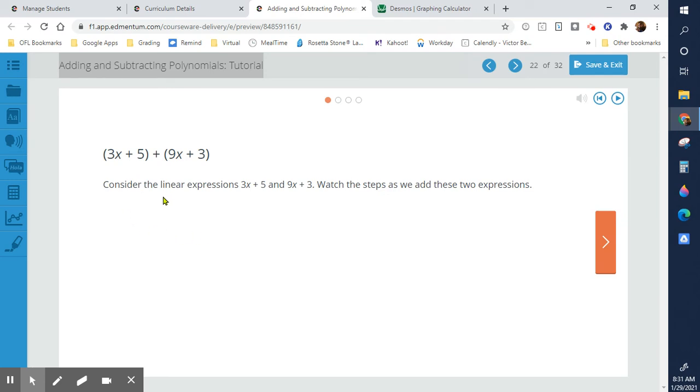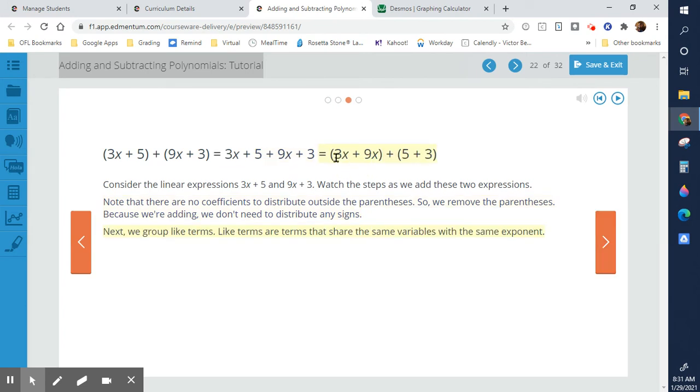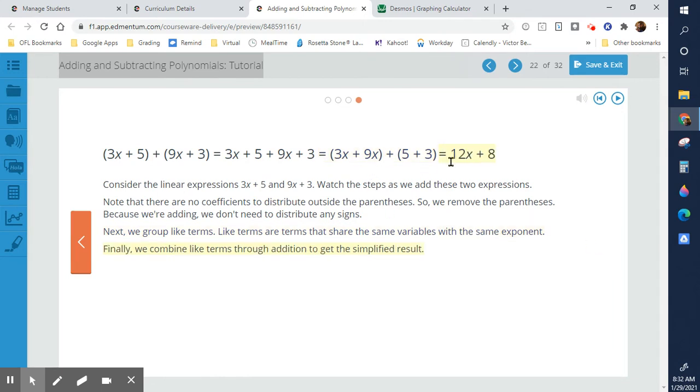So let's say I added these two polynomials together. I would rearrange it so all the like terms are together. They put parentheses. I like circling them because I don't like rewriting my functions this many times. And I'm going to add them inside. So these add up to 12, these add up to 8, and I still get a polynomial, a simplified polynomial, nice and simple.